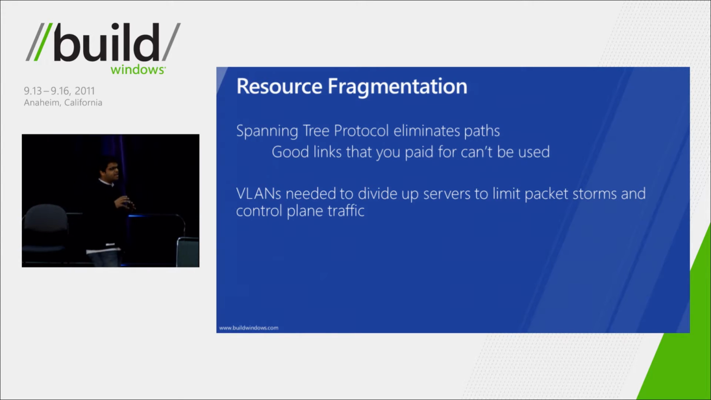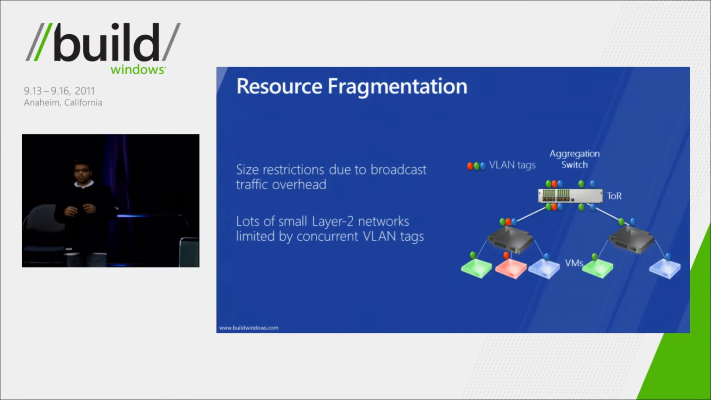Now, the fragmentation problem is sort of exacerbated by the use of these things called virtual LANs or VLANs. VLANs are primarily a construct for broadcast isolation, and they're used to divide up servers to limit packet storms and for the control plane traffic to be isolated, right? Let's understand a little bit more about how VLANs work.